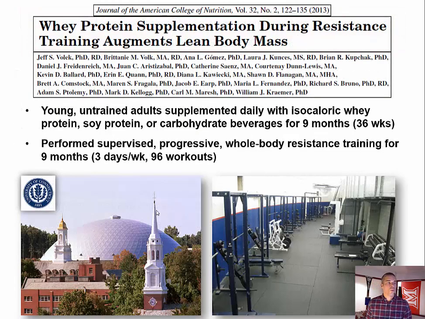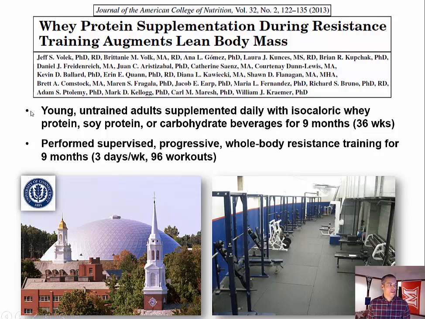So let's look at one study, and this is a study that I was directly involved in as a graduate student at the University of Connecticut. And this study was performed to directly compare the impact of 2 isocaloric protein sources differing in protein quality on body composition responses to resistance training. So we're not going to focus on the different protein sources here. We're going to focus more on the resistance training program that was used in the study.